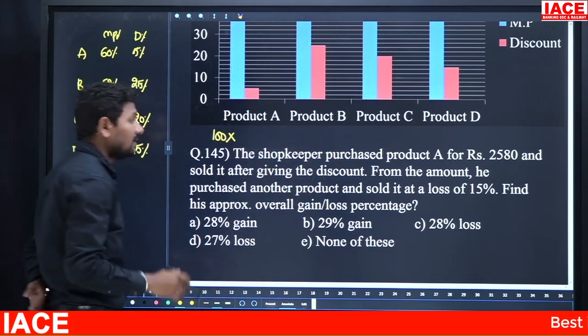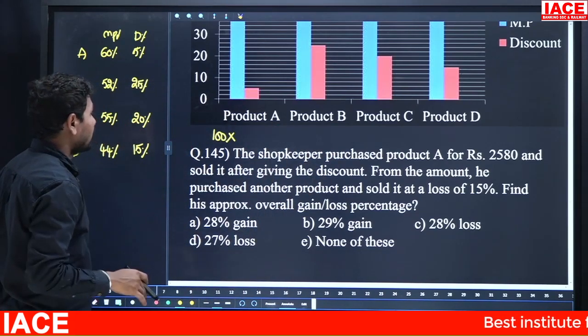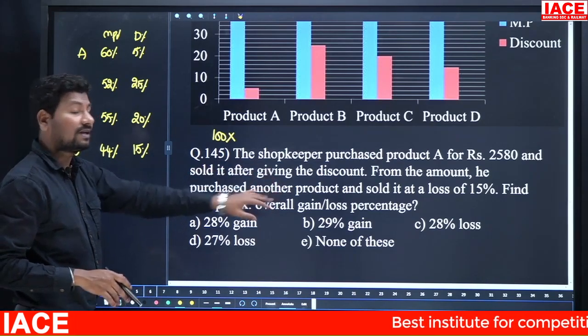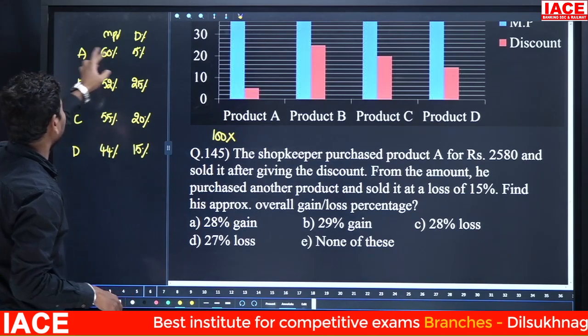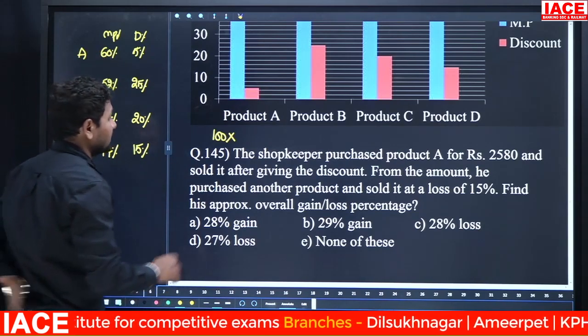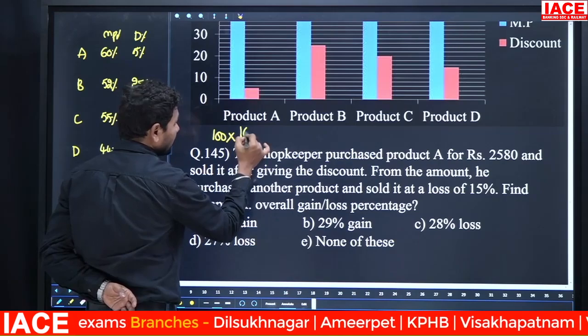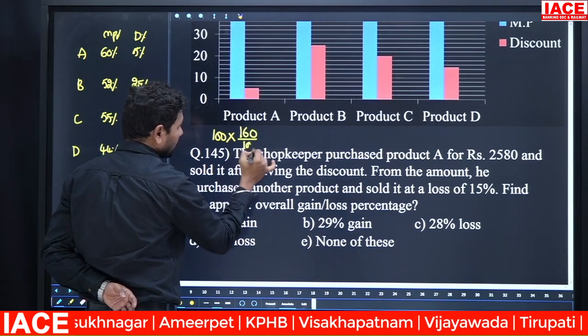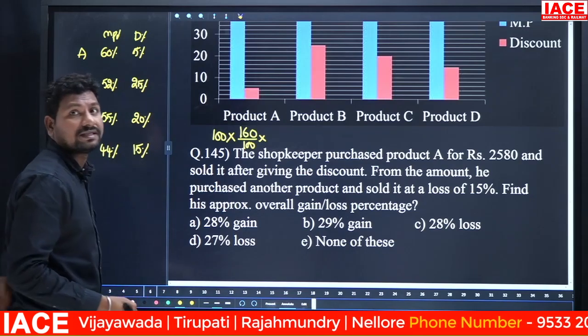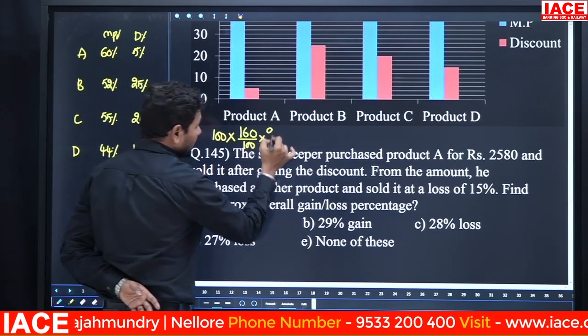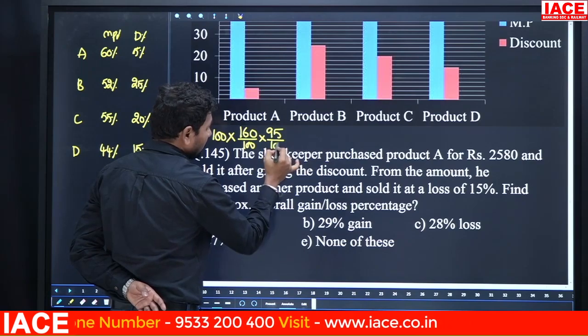Now it is giving an initial value and sold it after giving a discount. After giving a discount, what will happen? First of all, we have to increase the product A. Product A has how much percentage increment? 60% increment means it is 160. And a discount is allowed. How much percentage discount? 5%. 5% discount means the product value is 95 by 100. Now it is sold.